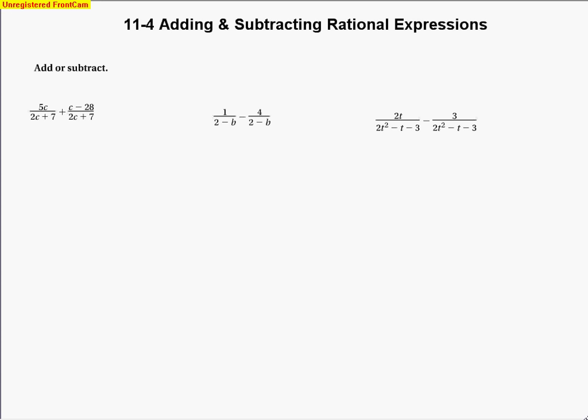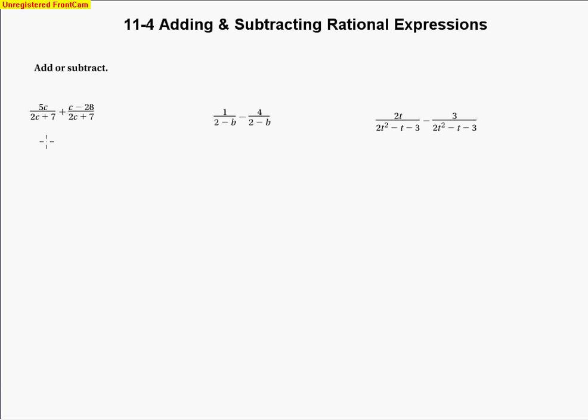This is the lesson for Chapter 11, Section 4, titled Adding and Subtracting Rational Expressions. Let's take a look at our first few problems today. We're going to see that the first few problems already have the common denominator, and that's what we need when we're dealing with addition or subtraction with fractions. We need the denominators the same, and that's what we'll see here.